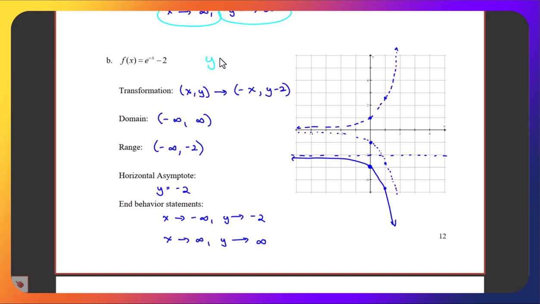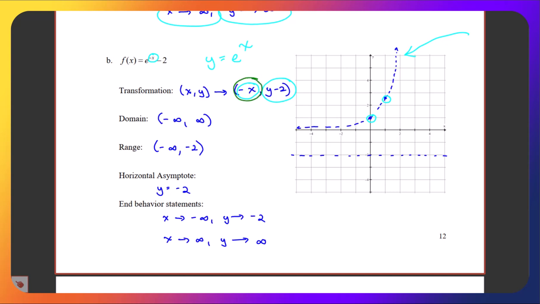Again, I start with the parent function of y equals e to the x, the first dotted graph. Key points are (0, 1) and (1, 2.7-ish). We can see that the graph is going to flip in the x direction and going to shift to the right. So first of all, I'm going to flip the graph in the x direction.